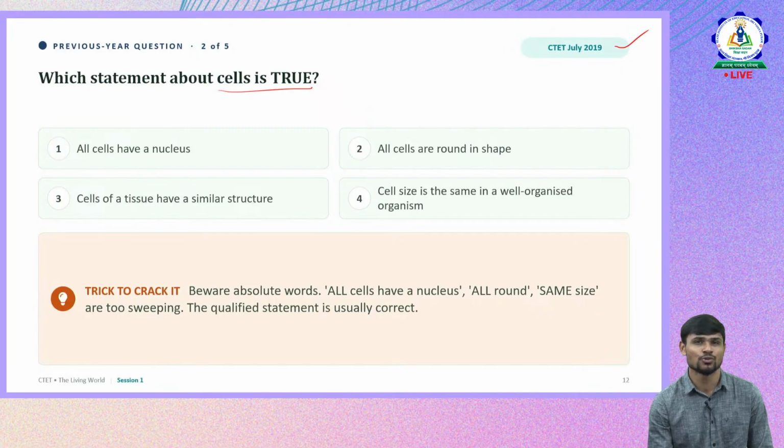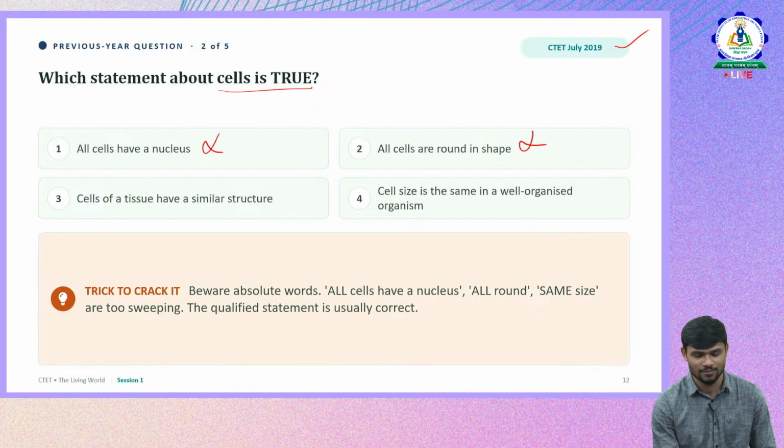So which one is true here? Among all the 4 options, only one is the right answer. One is true about the cell, the others are not. Do all cells have a nucleus? We just discussed, no, because there are cells which don't have a nucleus, that is RBC and sieve tubes in plants. Then, are all cells round in shape? We discussed plant cells will be rectangular in shape and sieve tubes are very elongated. So all cells cannot be round in shape.